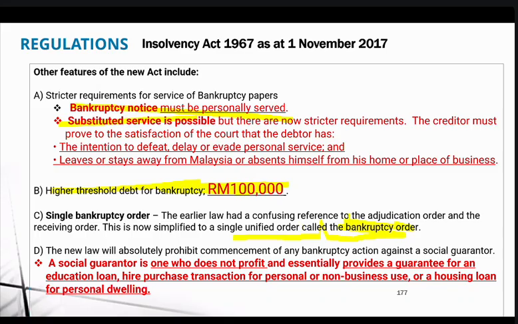And this is the exam topic here. Which type of guarantor is prohibited to be made bankrupt? The answer is the social guarantor.